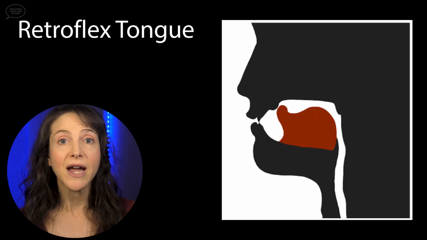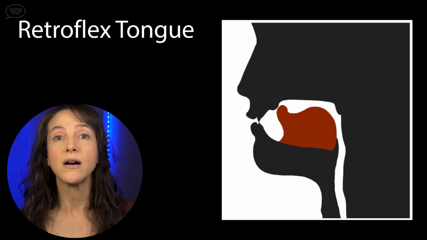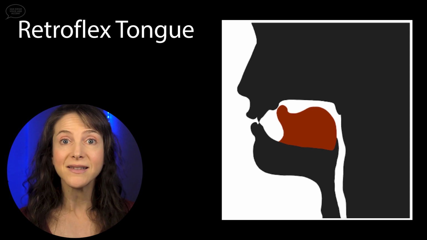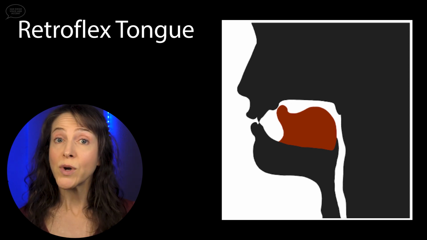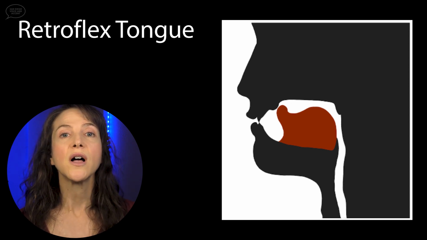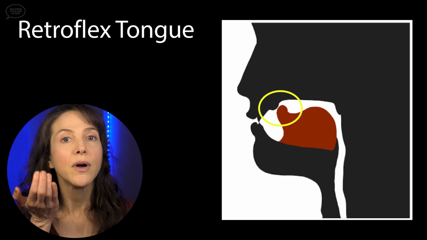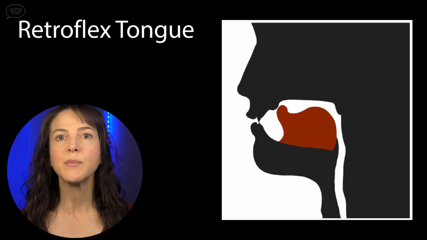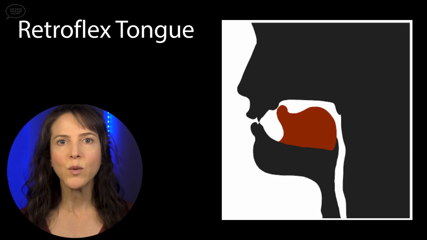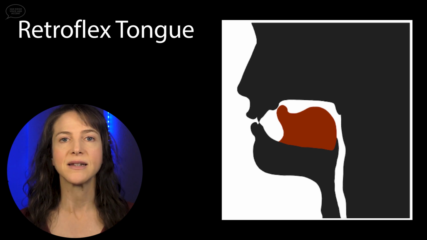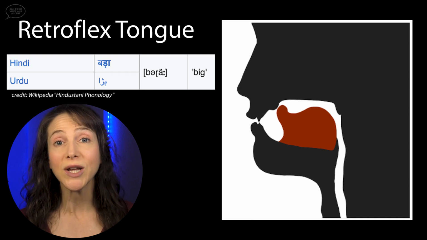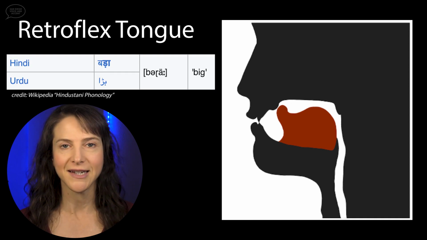The other way to pronounce the American R consonant is called the retroflex tongue position, and this does use the tongue tip. The retroflex tongue position involves the tongue tip curling up towards the roof of the mouth. The retroflex tongue position is also used in Hindi and Urdu, and these languages have a few retroflex consonants that use this type of curled tongue position, including a retroflex R consonant.